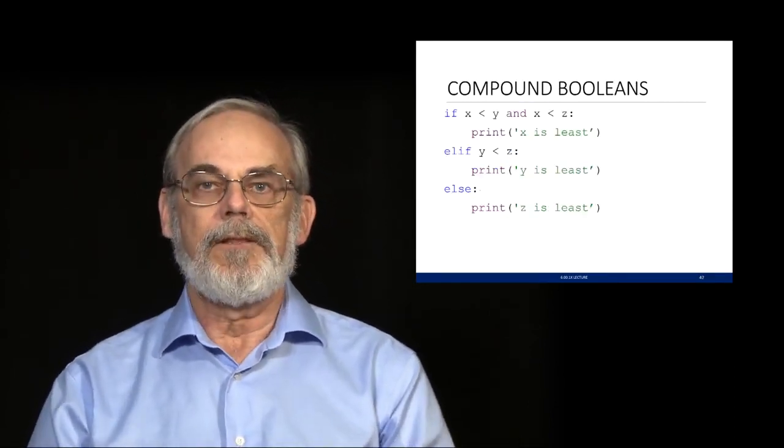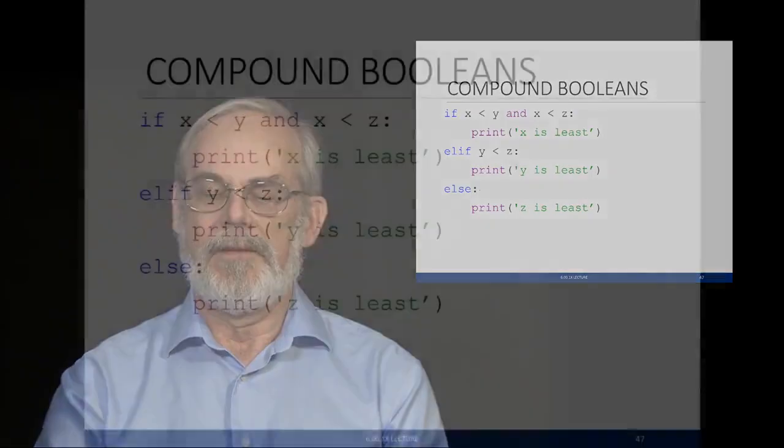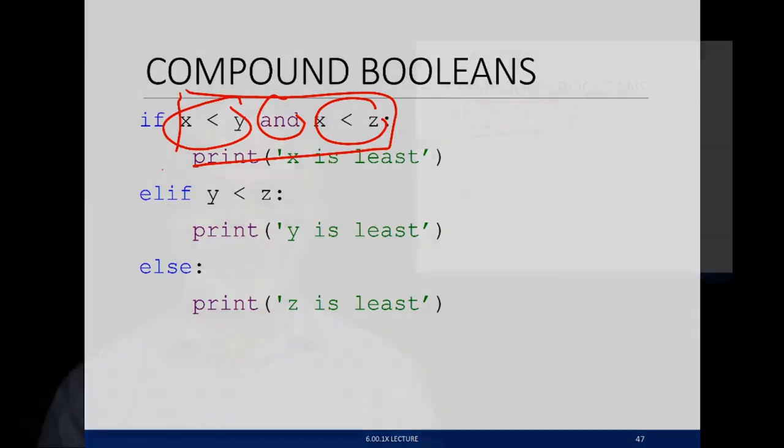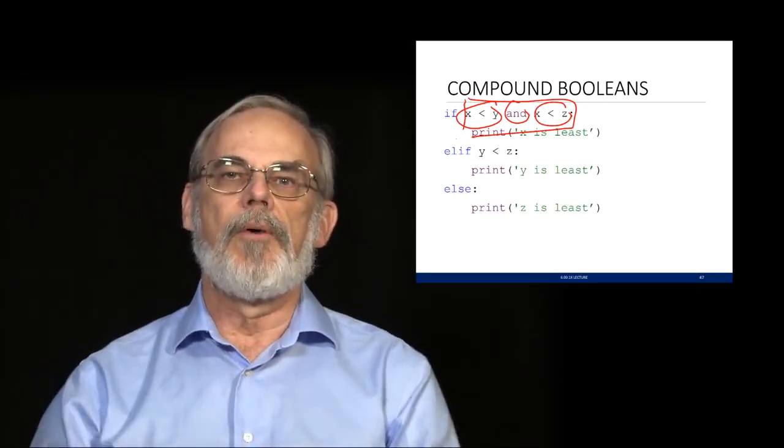And finally, we can have compound Booleans. As I said, I have things that can be combined. This is a Boolean, that's a Boolean, and the combination with the and also gives me a Boolean. So in this case, if x is less than y, and x is also less than z, then the combination is true, and I'm going to print out a particular thing. Again, don't worry about what this actually does.